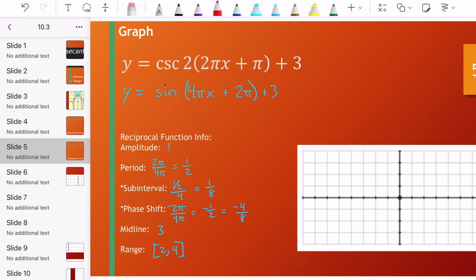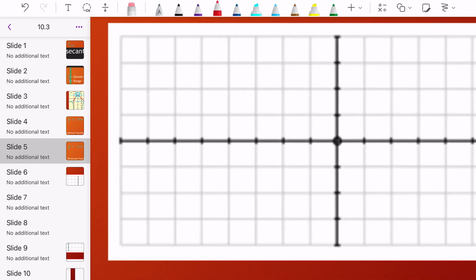Once we begin graphing our equations, we're going to start off by taking a look at our subintervals, which are going to be at a distance of 1/8. And since we're starting at a phase shift of negative 4/8, that means that our graph is going to extend towards the left-hand side. This would be negative 1/8, negative 2/8, negative 3/8, negative 4/8.